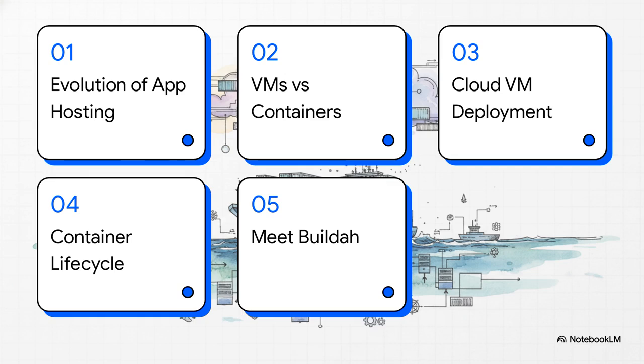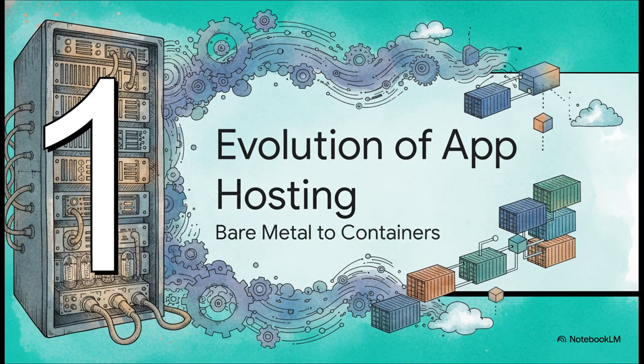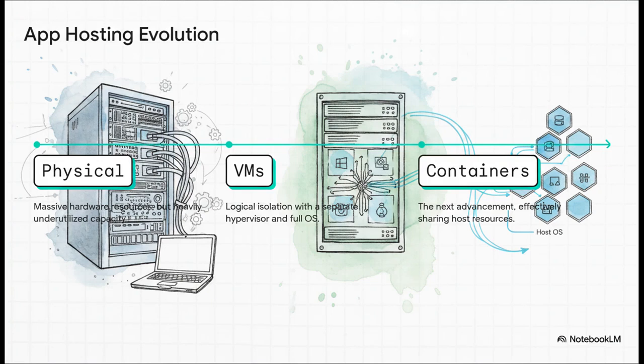Let's get started. Okay, let's dive into this with Section 1, the evolution of app hosting, from bare metal to containers. To truly appreciate what containers do for us, you kind of have to trace this timeline with me. In the beginning, we deployed applications directly on big physical servers. Whether it was a massive IBM mainframe or just a rack server, the core problem was exactly the same. You almost never use the full CPU and RAM capacity. It's like renting a giant mansion for just one person, a massive waste.